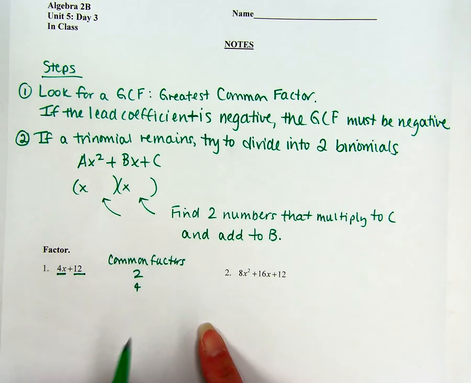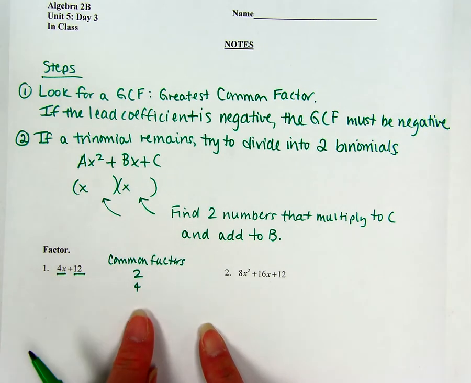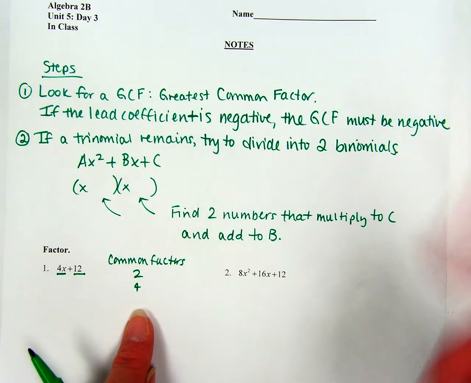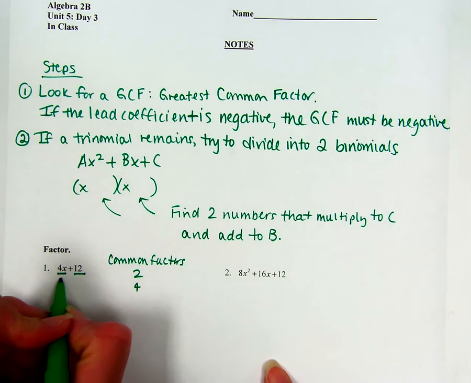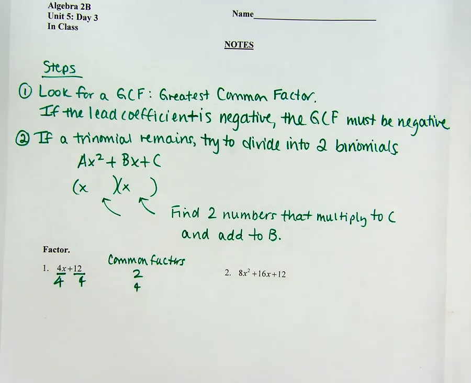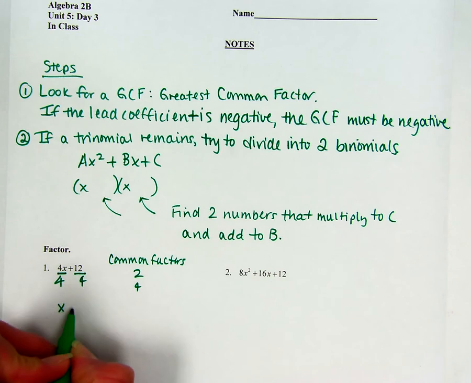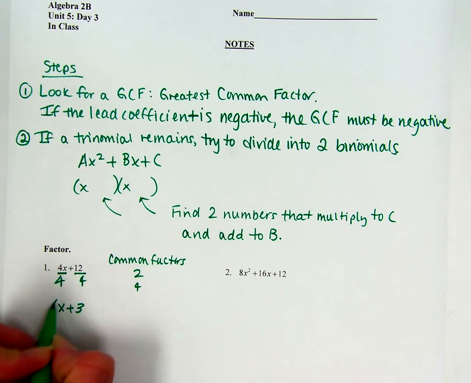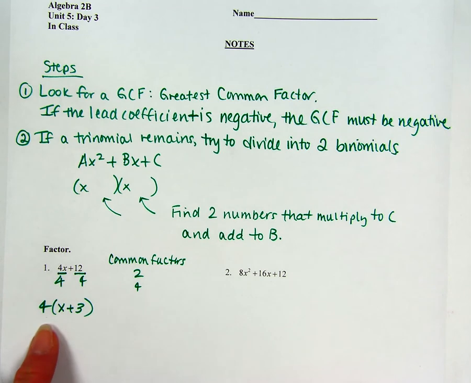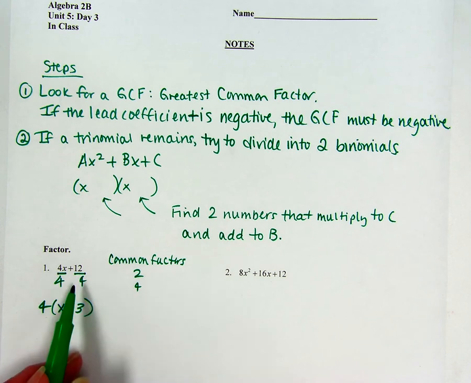or 4. But I want the greatest one, so since the word greatest means the largest, I want to divide them both by 4. Okay. So I'm going to divide them by 4. 4x divided by 4 is just x, and 12 divided by 4 is positive 3. And the thing that I divided out has to go on the outside. So essentially, if I were to distribute the 4 back in, 4 times x is 4x, 4 times 3 is 12, I would get the original problem.